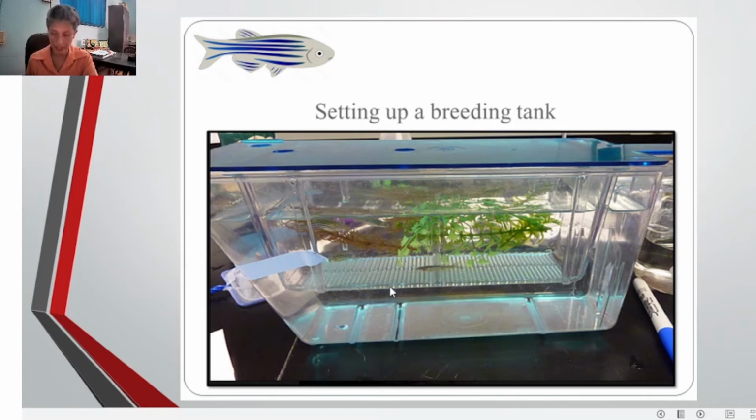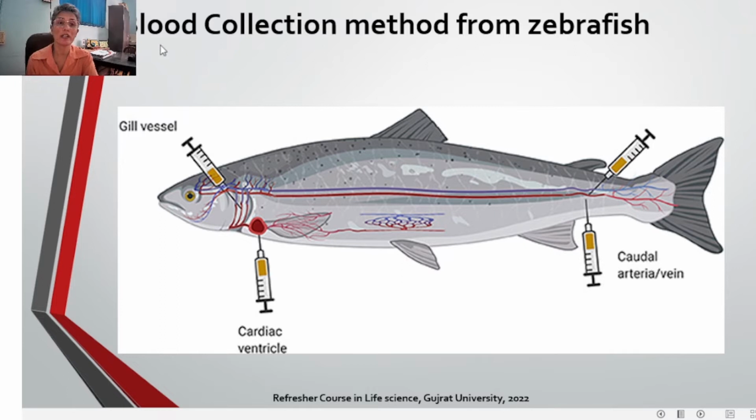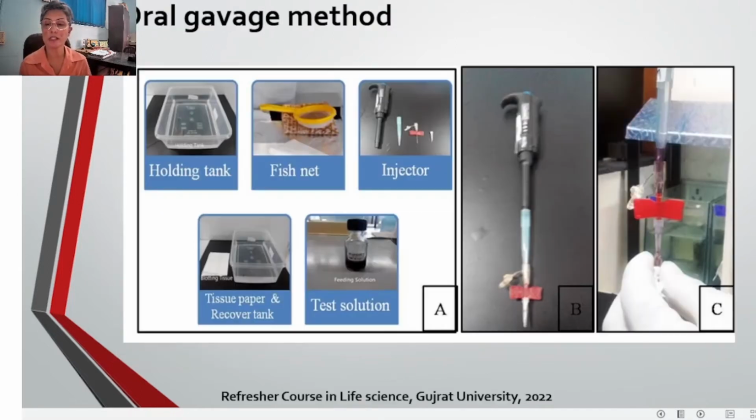Here you can see how we can collect blood from the very small, 4 centimeter organism, that is the zebrafish. This is the blood collection method. We can collect blood from the cardiac ventricle by incision. We can collect blood from the gill vessel also. We can collect blood from the caudal artery and vein also. A specific type of gauge will be used, and we can collect the blood from the zebrafish.